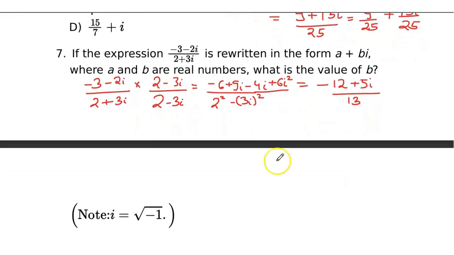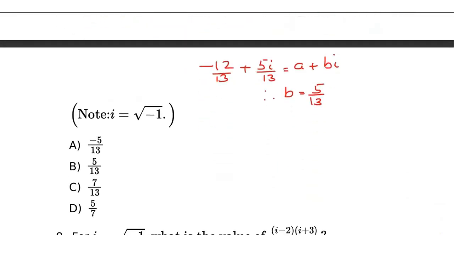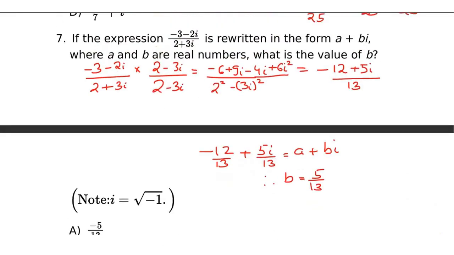Now we can compare these. Minus 12 by 13 plus 5i by 13 is equal to a plus bi. b is the imaginary part. So in two complex numbers, if the complex numbers are equal, then that means the real part of both of them will be equal and the imaginary part of both of them will be equal. So therefore, b is equal to 5 upon 13. So b is coming as 5 upon 13. That would be the answer.